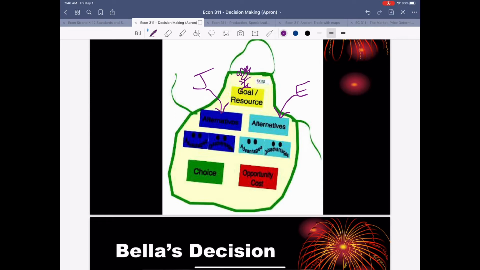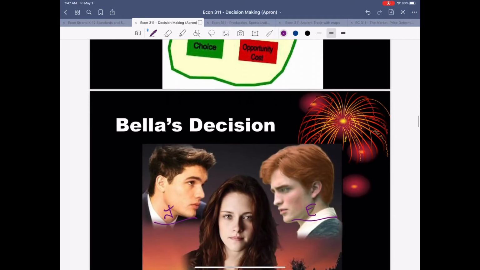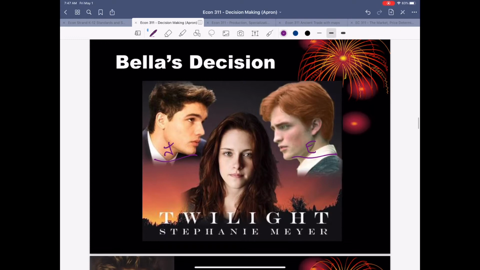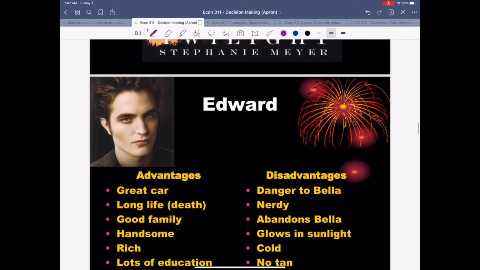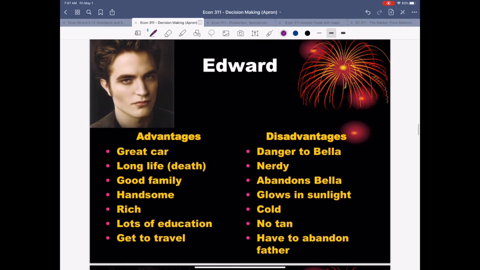So we go through this process, and this is where you can engage your students, have an interesting discussion. Notice that we're using something that's probably not appropriate for elementary school, but you can find lots of examples that will work in elementary school. So here, for example, if we were to weigh the advantages and disadvantages of Edward as a mate for Bella, then you can see lots of suggestions come up here. And you probably, as you're reading this or seeing this, could come up with different ones.